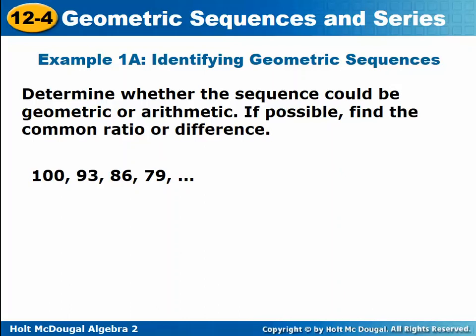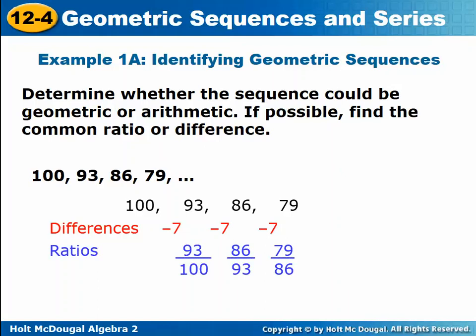So our first sequence is 100, 93, 86, 79. So remember that if it's arithmetic, our first differences will be our common difference, and they would all be the same. If you find that it's arithmetic, then you don't have to check to see if it's geometric, because it's only going to be one or the other, not both. So this is arithmetic, and our common difference is going to be -7.